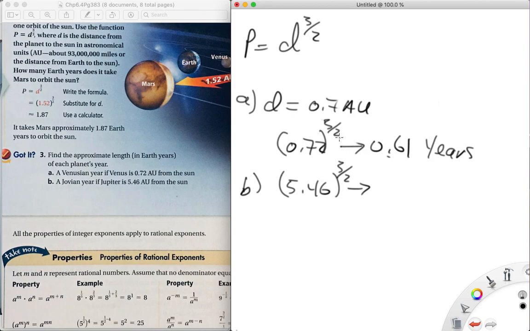Which is 12.76. So one revolution around Jupiter takes 12 Earth years. One revolution around the Sun for Venus takes a little bit more than half an Earth year. That's awesome. Nice information. Okay.